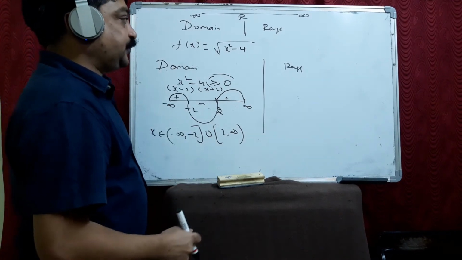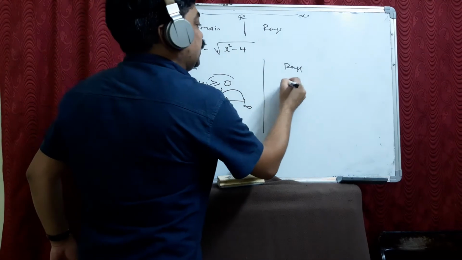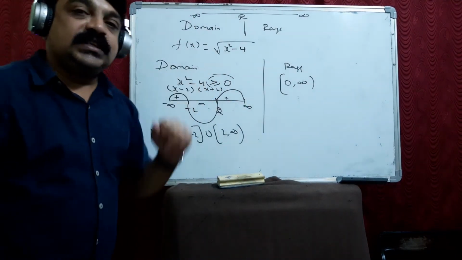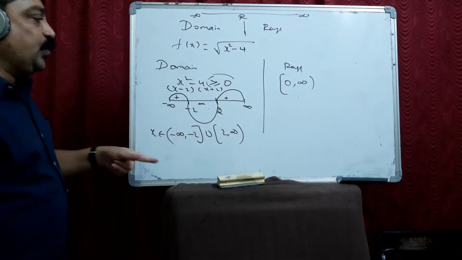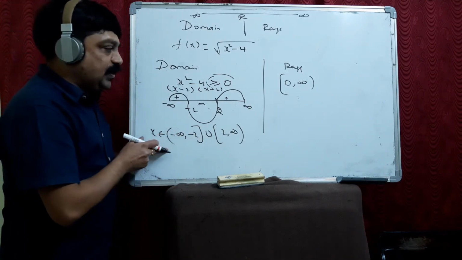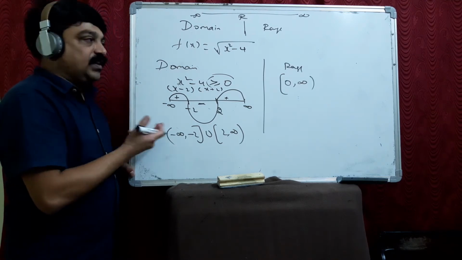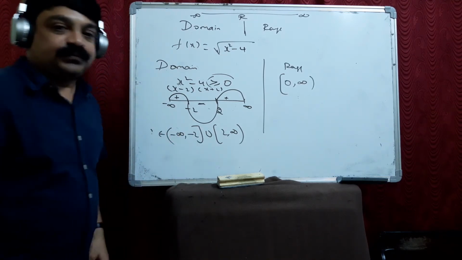Now range. What is the set of answers you get? Directly you can write from 0 to infinity because it is a square root. Okay? Hope you understood this. Please pause the video and see this again and again so that you can understand. You can check with different values also. Okay?